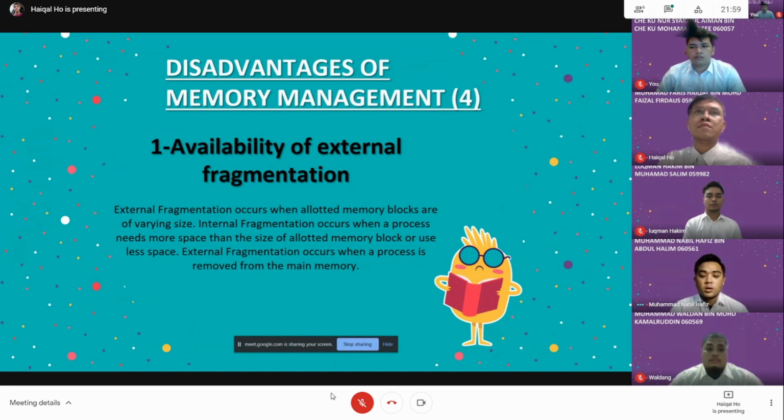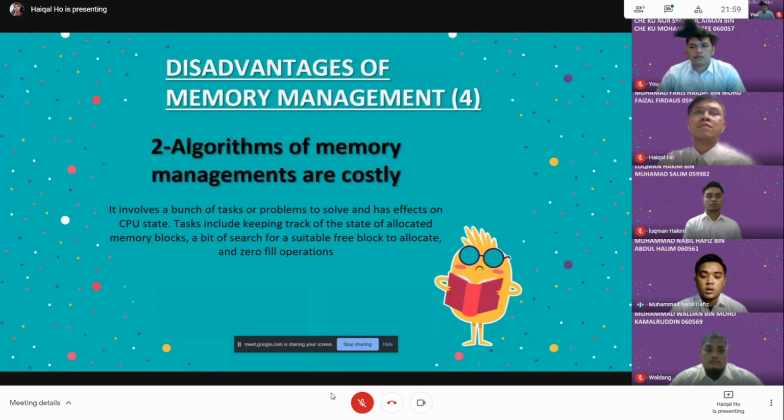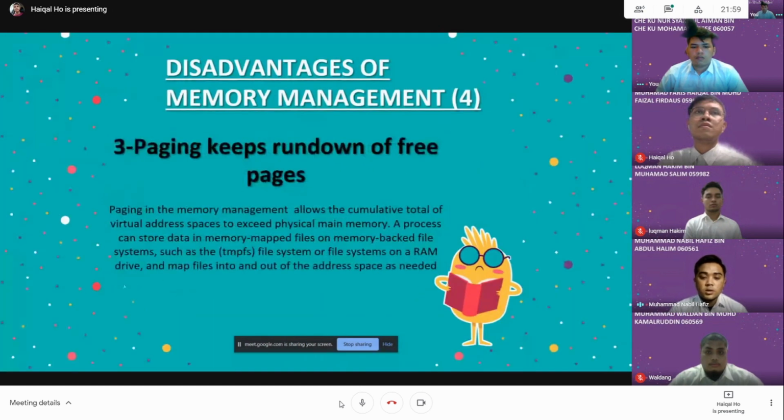Second, algorithms of the memory are costly. Each involves a bunch of tasks or problems to solve and has an effect on CPU states. Tasks include keeping track of the state of allocated memory blocks, searching for a suitable free block to allocate, and zero file operation. After that, paging keeps track of free pages.